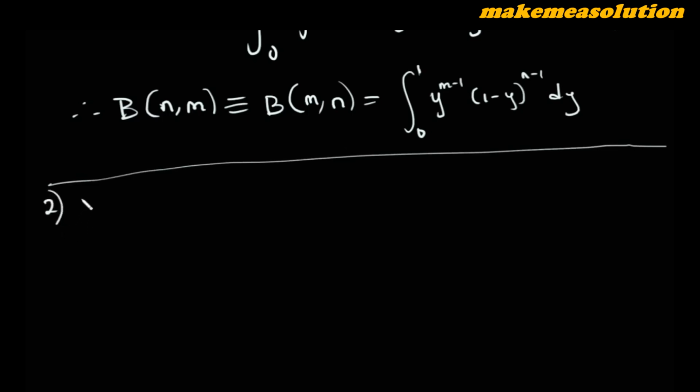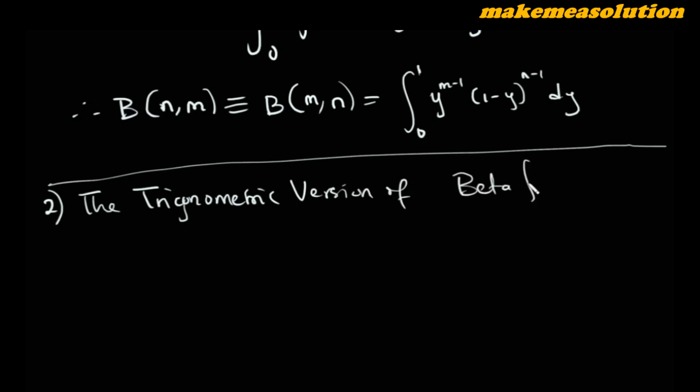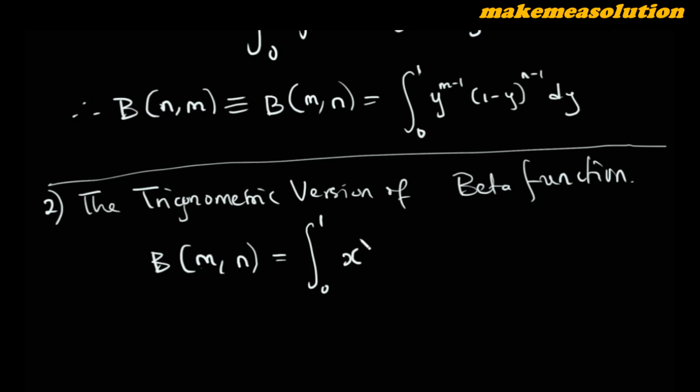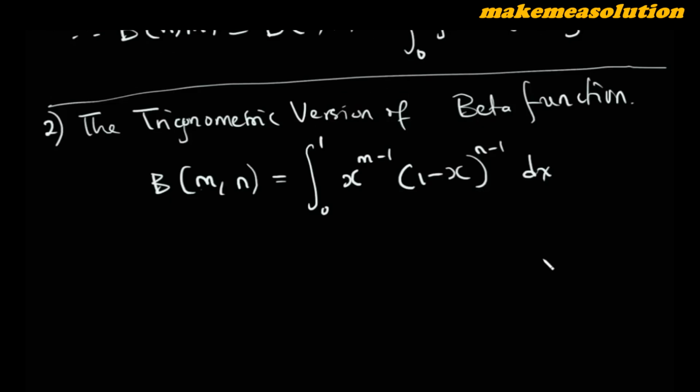So number 2 is, I want to introduce us to the trigonometric version of beta functions. Now, the beta function is defined for two real numbers m and n. We have the integral from 0 to 1 of x to the m minus 1, then 1 minus x to the n minus 1 dx. So this is the definition of a beta function.